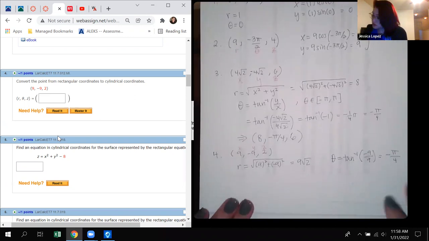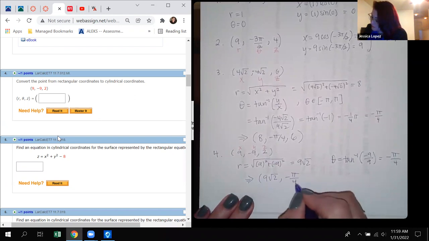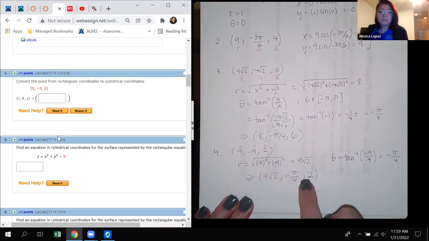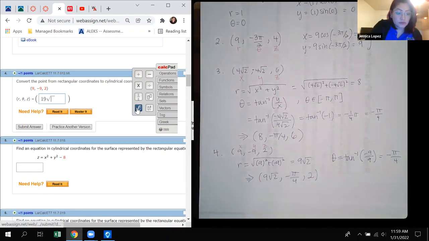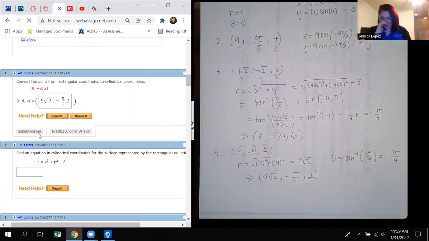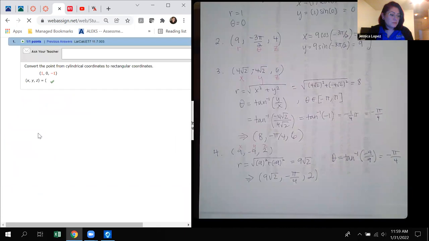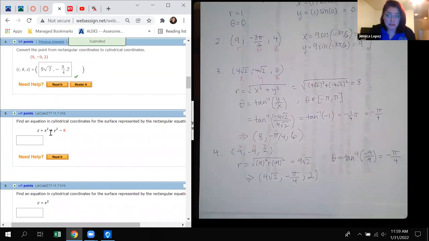And we got this. So what is my point going to look like? It's going to look like r, theta, and z, which is 2 in this problem. So 9 square root of 2. Oops, I have a 1 in the front. Put the comma. Negative pi over 4, go to the side, comma 2. Let's check that one, see if it likes it. It shouldn't matter the number of spaces and stuff that I put in there, but we'll see. I think I did not put any spaces, but I'm not sure. Yeah, it took it. Awesome.